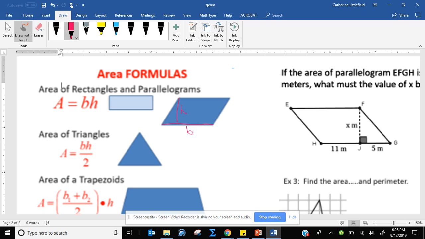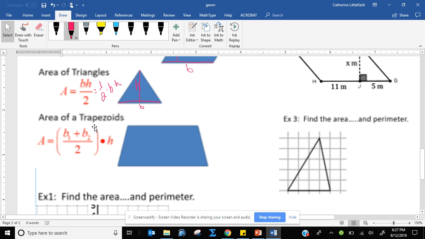And same thing goes with triangles and trapezoids. We want the perpendicular height when we look at those equations. So area is equal to base times height divided by 2, or some people prefer 1/2 times base times height. Either way it works. All we need to remember is that when we're looking for height, we definitely need to have the perpendicular height.